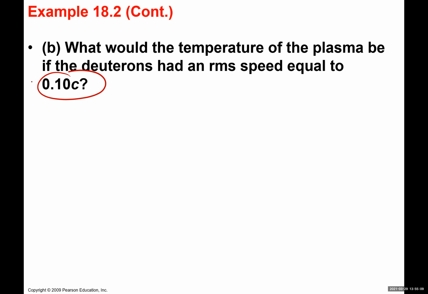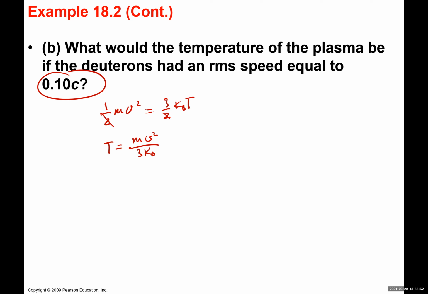So the speed is equal to 0.10 c. In that case, I'm using this equation: 1/2 mass times speed squared equals 3/2 times k_B times T. Then I can solve for the temperature. Canceling those, temperature equals m times speed squared divided by 3 k_B. Again, this is the RMS speed.